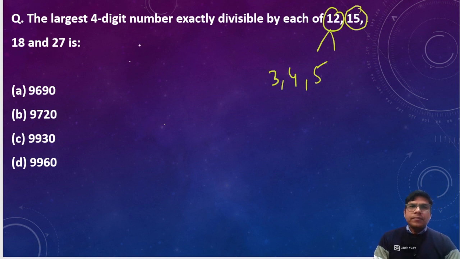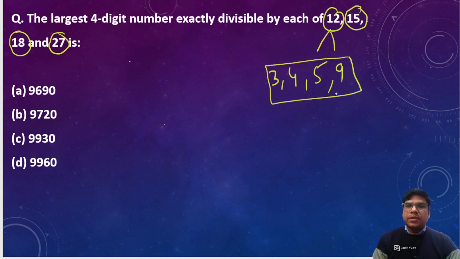Now if a number is exactly divisible by 18, then that number will also be divisible by the factors of 18. The important factor of 18 that we can use as a tool is 9. Now if a number is exactly divisible by 27, then that same number will also be divisible by the factors of 27. Again, the important factor of 27 is 9. So we have these 4 tools. We can apply these 4 tools to find our answer.